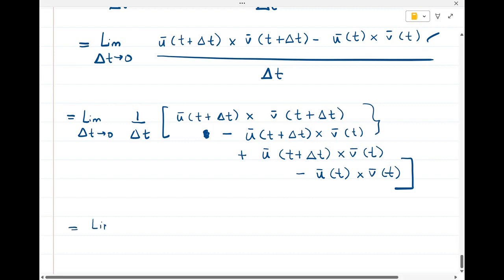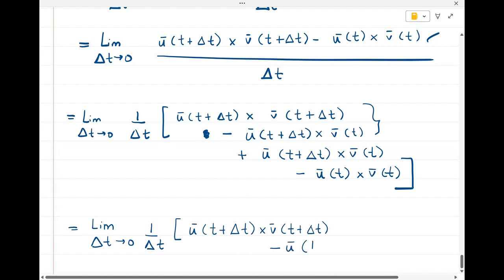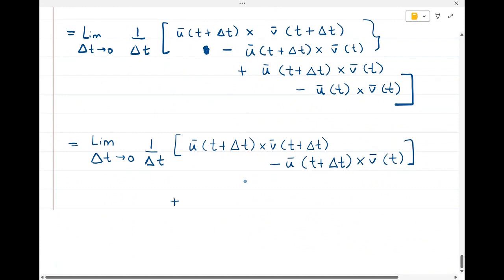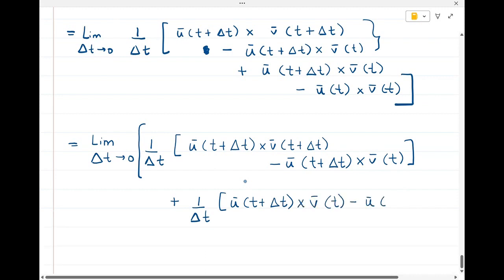So what is that equal to? It is limit delta t tending to 0 of 1 upon delta t of u bar t plus delta t cross v bar t plus delta t minus u bar t plus delta t cross v bar t. This is the first term, plus 1 by delta t, and the limit is there for both of them. What are these two terms? The third and the fourth term: u bar t plus delta t cross v bar t minus u bar t cross v bar t, right?